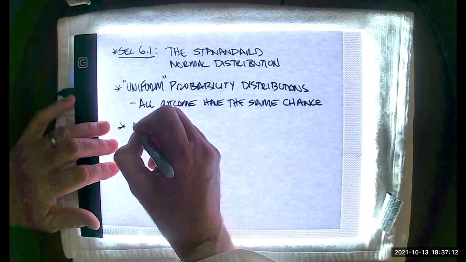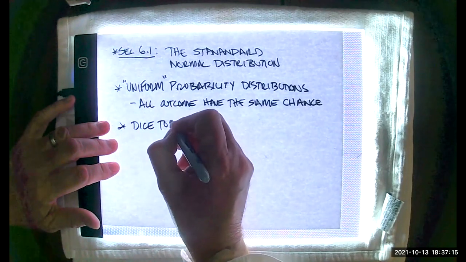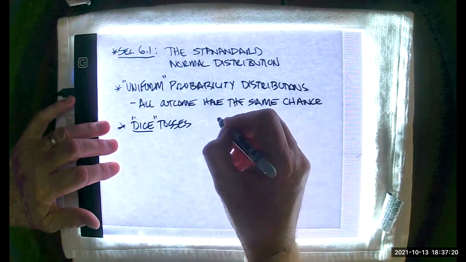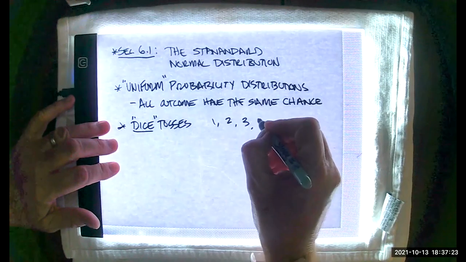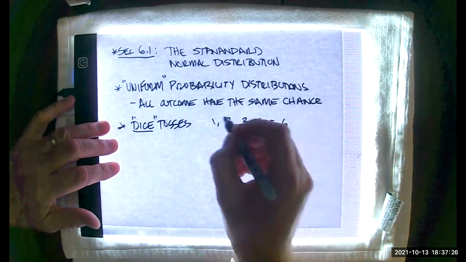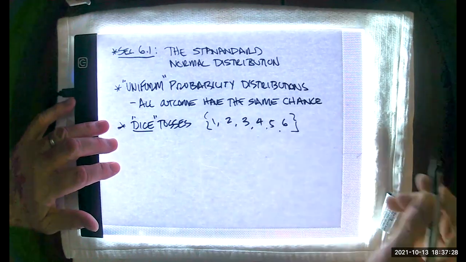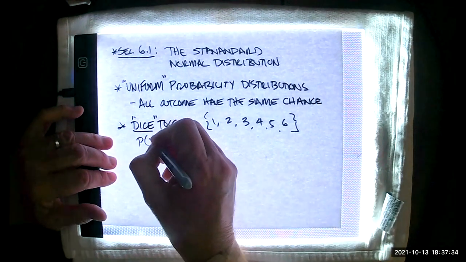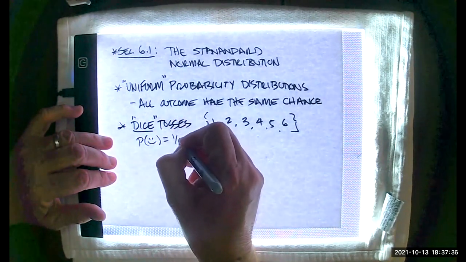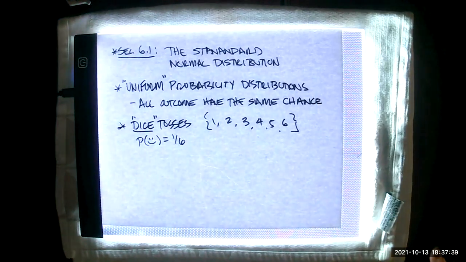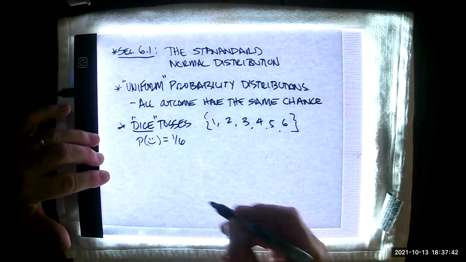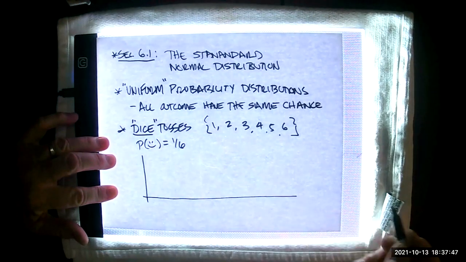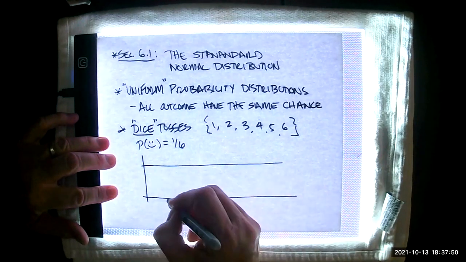I'm going to have you think of dice tosses. You toss fair dice, you're going to get a 1, a 2, a 3, a 4, a 5, or a 6. That's the sample space. And if the dice are fair, the probability of any particular outcome is equal to 1 out of 6. That's what we mean by uniform probability distribution. It also enables me to graph this sort of distribution.